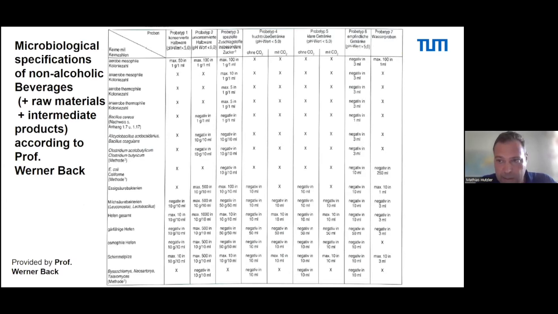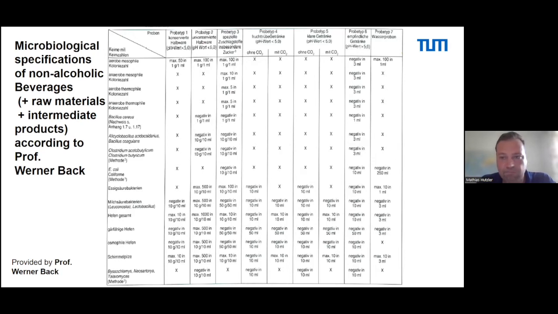So I know this slide is very inconvenient, but I just want to give an overview. These are specifications for different types of beverages: high pH, low pH, with CO2, without CO2, and then some intermediate products like sugars or bulk ware, intermediate ware. And these are specifications of my old colleague, Professor Werner Bock. They are still valid. There are other specifications from other associations, but this is good for a first overview.